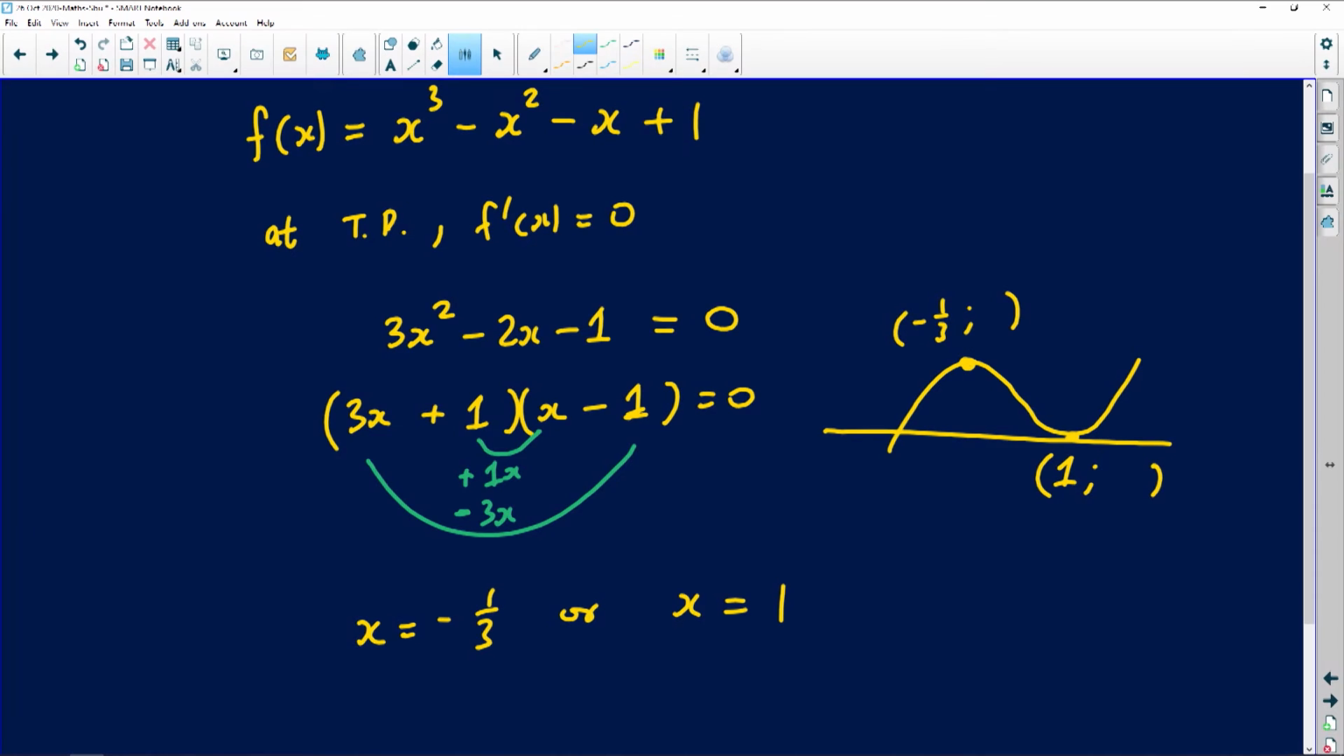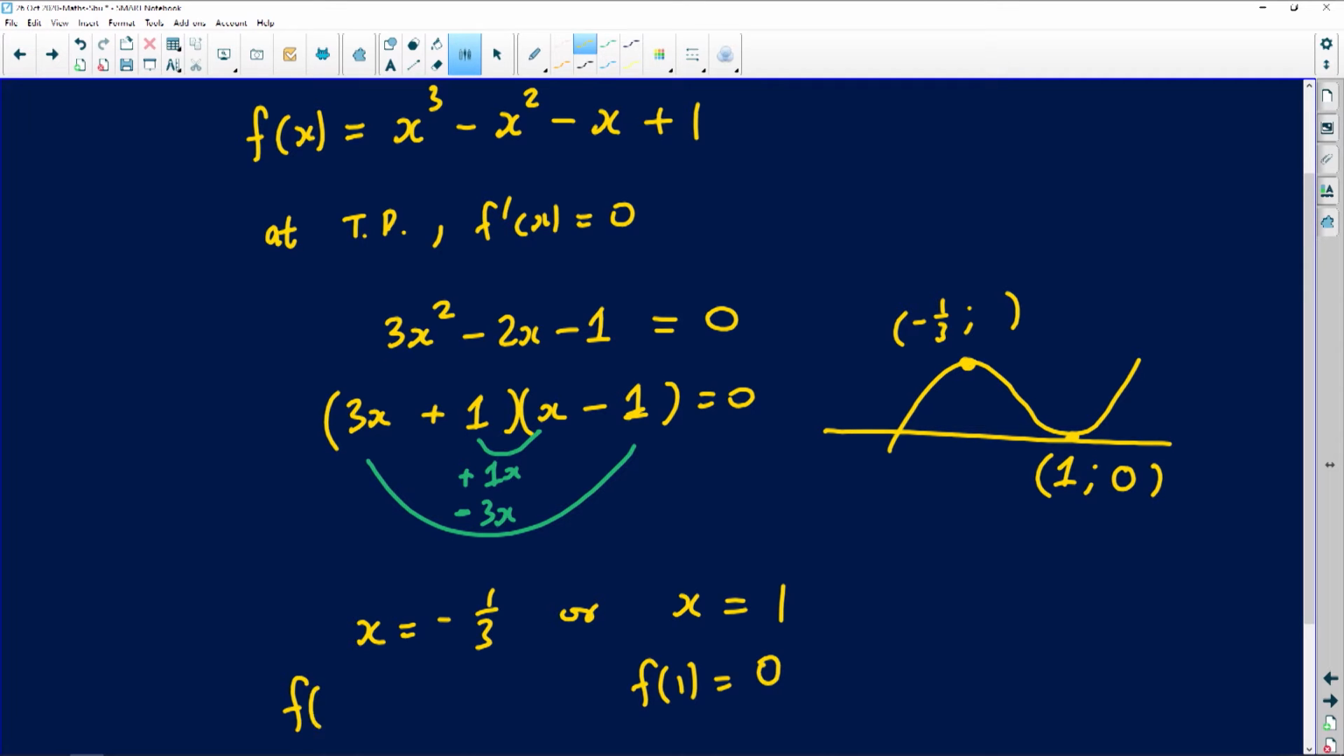So let's go back to the original. The original was f of x is x cubed minus x squared minus x plus 1. So I'm going to ask, what is f of 1? When you put 1 there, it gives you an answer of 0 because it's going to be 1 cubed minus 1 squared, which is 1 minus 1, minus 1 plus 1, it ends up being 0. So this point is indeed 1 and 0.